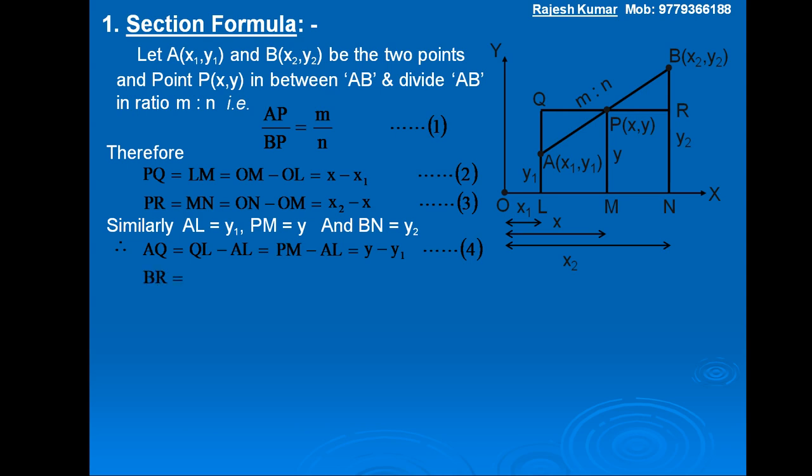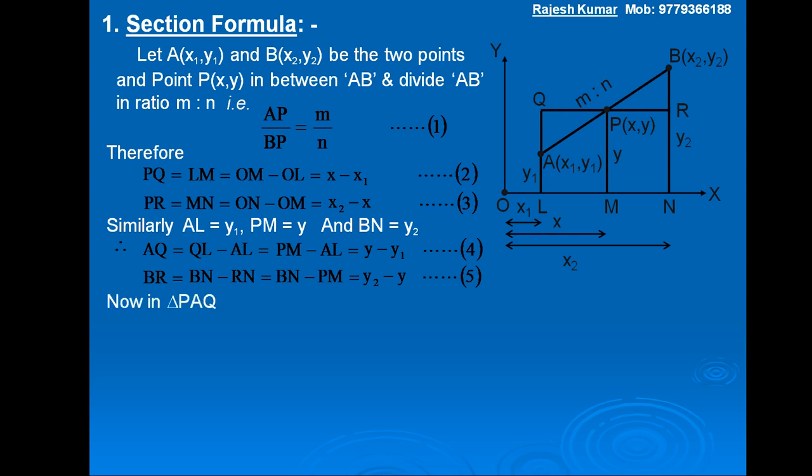And BR is equal to BN minus RN. Now RN is equal to PM. So it is equal to BN minus PM, which is equal to y2 minus y. Suppose it be equation number 5.